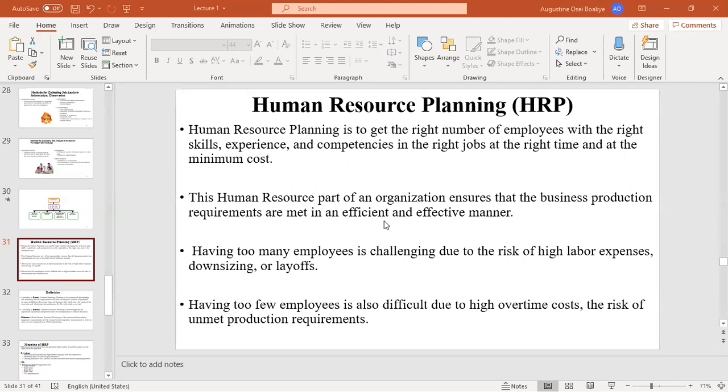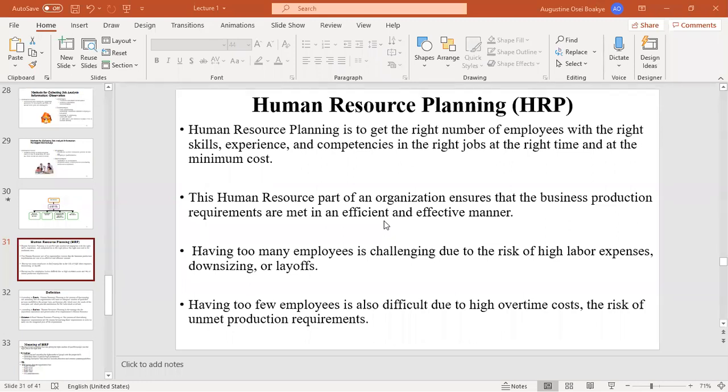So the human resource planning component ensures that at any point in time, an organization will have the right number of employees. So here I'm referring to the quantity of employees that need to perform a particular task. And these employees must also possess the requisite knowledge, skills, and abilities so that they will be able to deliver when they are given the nod.